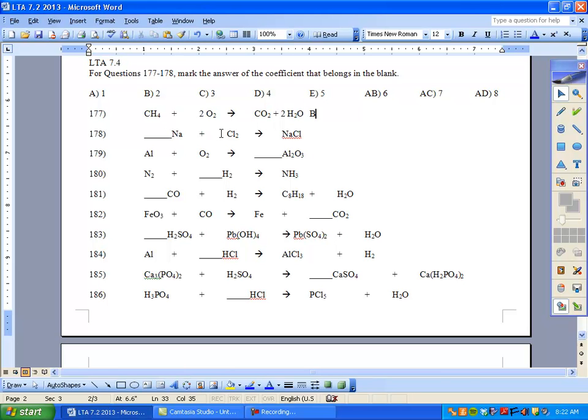Number 178, I'm going to have 2 chlorines over here, which means I need to make this 2. Because I have 2 Nas, that would make this a 2 as well. So your answer for 178 would also be B.